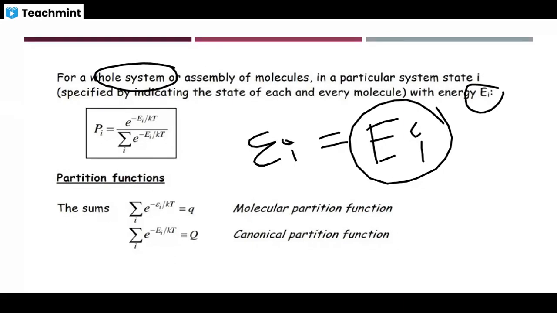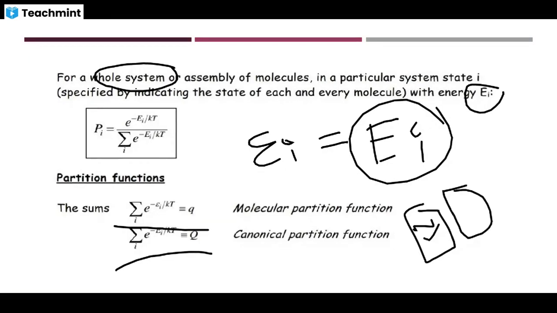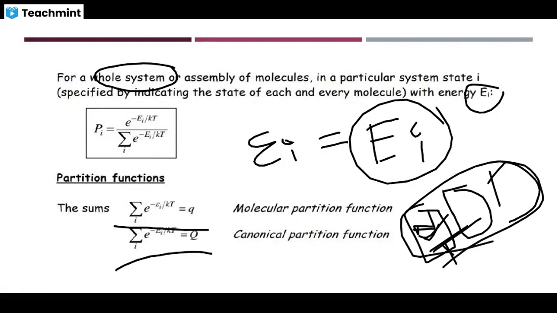The partition function q is for the molecular partition function. This is for molecular partition. This is for the canonical partition function. Canonical partition function is nothing but for a whole system with constant number of moles, constant volume, and constant temperature. So this is the canonical partition function for a whole system, not a single molecule.